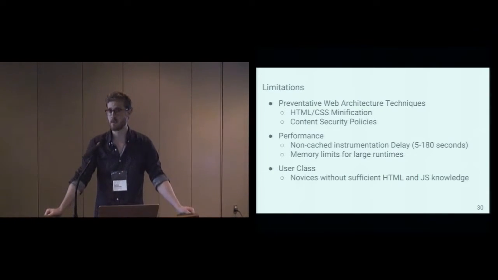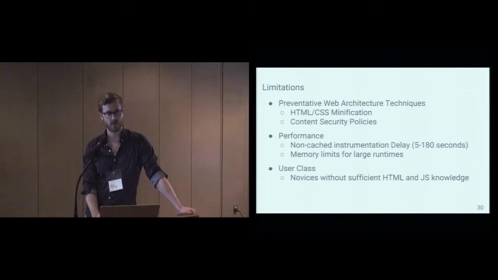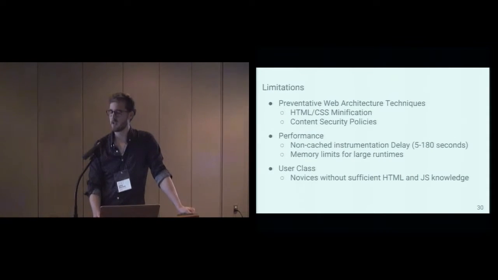Before a website is instrumented on our end, there's a cache delay, somewhere 5 to 180 seconds. But after it's instrumented, it gets cached. There's some memory limits. And with our user classes, novices, very entry-level web programmers, without sufficient HTML and JavaScript knowledge, weren't able to extract a lot out of Telescope.